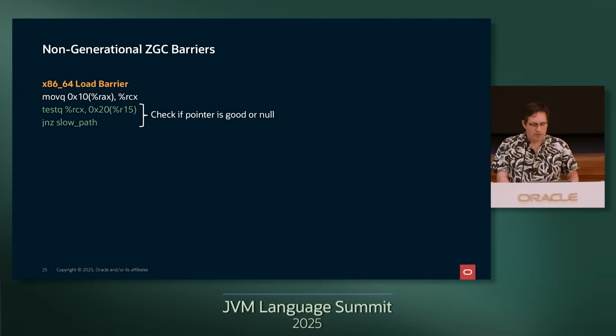This lends itself to pretty efficient load barriers. On x86-64 it looks something like this, where there's a conditional branch that checks if the loaded reference has the right color. If it didn't, well, we're going to have to go into the runtime and perform a color transition, which also requires triggering some GC actions such as marking and relocation.